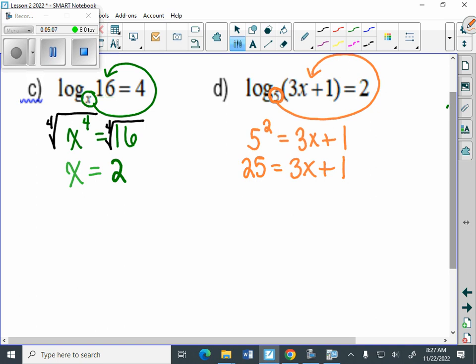And then we're going to solve by subtracting 1 from both sides. So we get 24 equals 3x. And divide both sides by 3.